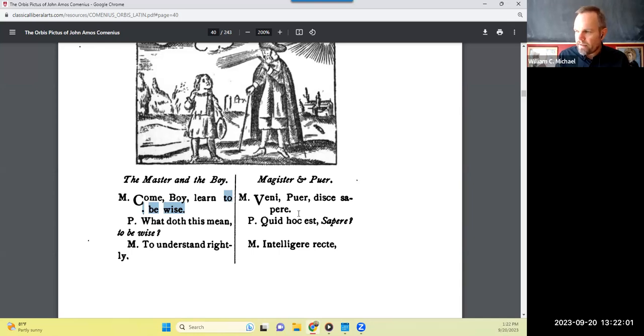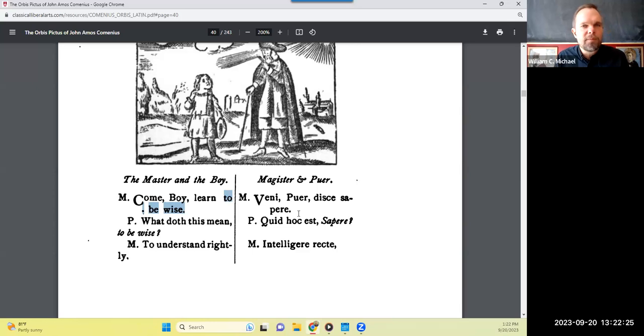So we have a simple phrase there, 4 or 5 words. We can see the English translation. If you're lazy and fussy, you complain, oh, this is hard, I can't figure it out. But if you just take a few minutes and look at it and think about what the possible words refer to in the Latin, it's pretty easy to figure it out. So veni puer disce sapere, come boy, learn to be wise.